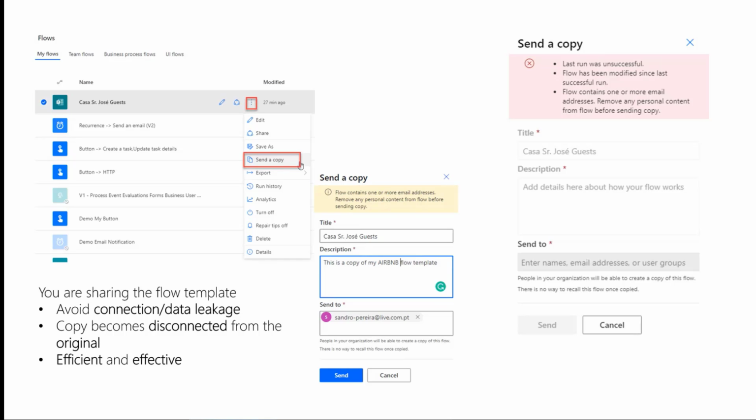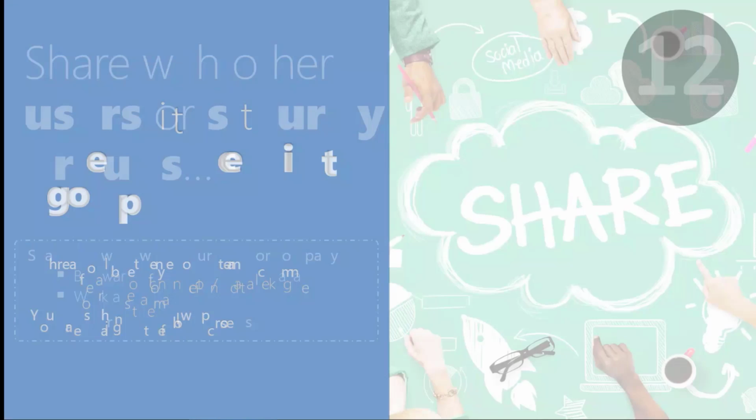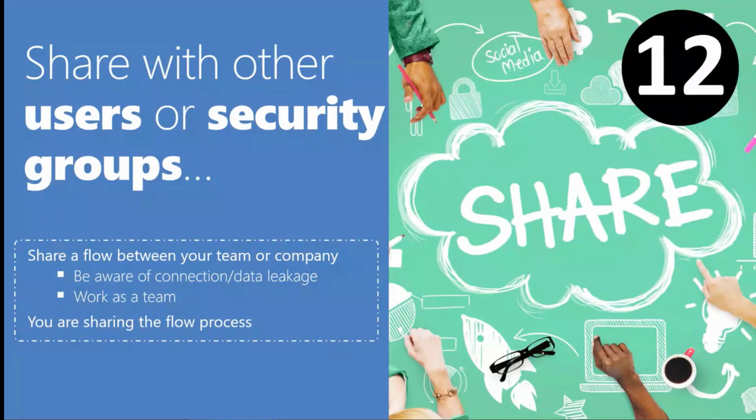But again, you can say share. It's the safe way to share a flow. The other way is using users and security groups. You are not really sharing a flow, you are doing some teamwork. Both of you are able to change that flow and do some teamwork. Be aware of the connections and the data leak.